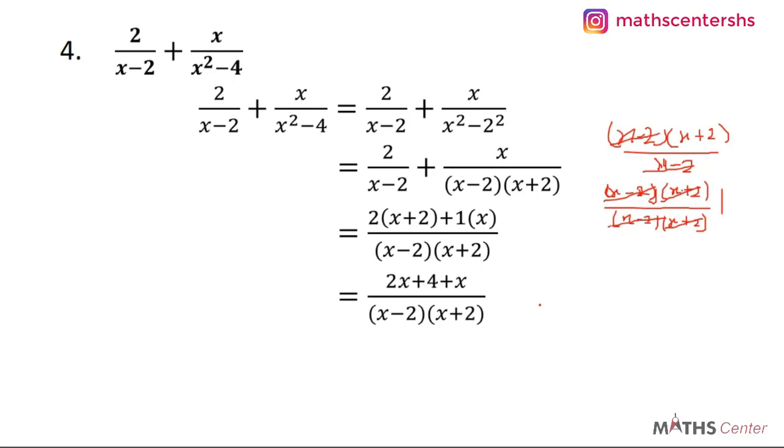Then you open the bracket, so you are going to have 2 times x, which will give us 2x, 2 times 2, which will give us 4, then x times 1, which will give us x. So you group like terms. We are going to have x plus x, which will give us 3x plus 4 all over x minus 2 into one bracket, x plus 2 in the other bracket.